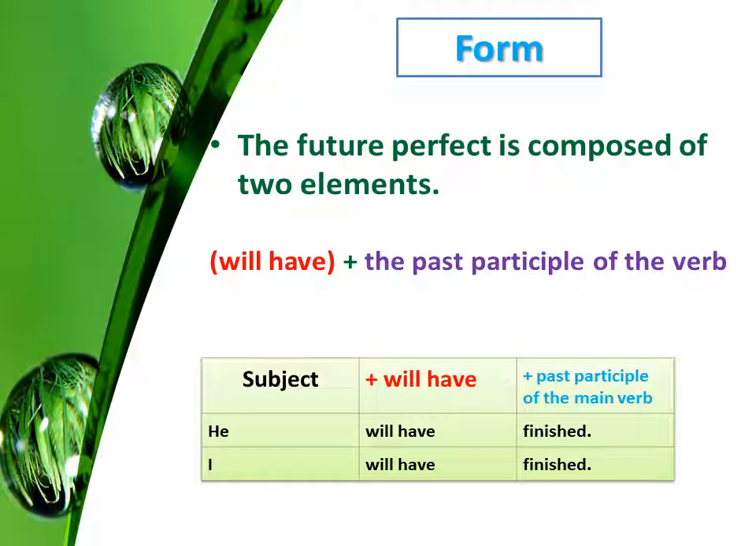Okay, first let's see the form of the future perfect. So the future perfect is composed of two elements, يعني في two elements will have, دائما كتكون will have plus the past participle of the verb. Okay, example. So here is the form: subject plus will have plus past participle ديال main verb. He will have finished. I will have finished. Okay, so نذكروا بالpast participle شفناه راه فيه جوج حالات, فيه الريجولر هما اللي كيزادهم ed بحال finish finished, والirregular بحال go كتولي gone مثلا في past participle.